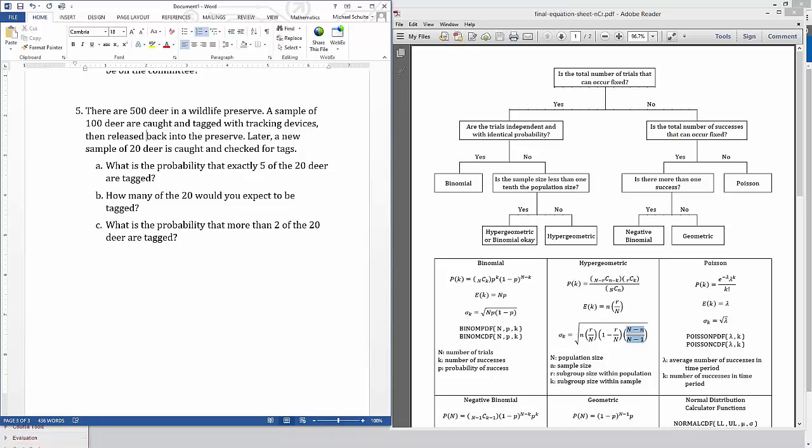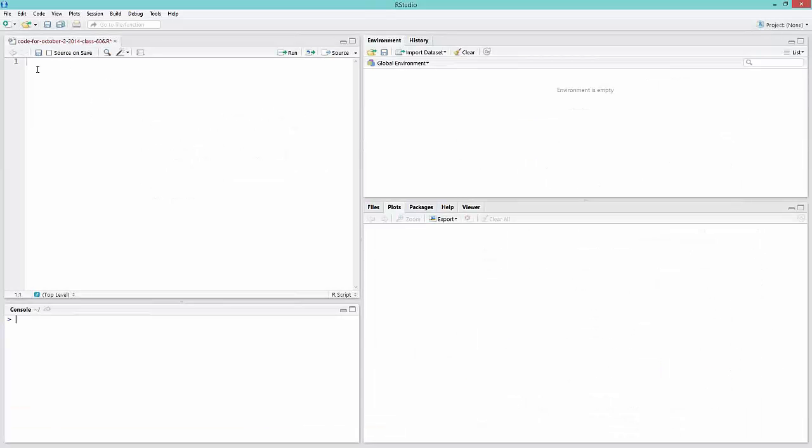So those are some simple examples. Let's switch over to RStudio for a bit. What I want to do here is just show what these distributions look like. You guys can do this as well, but it's always good to visualize what these distributions look like. So let's take that deer problem.